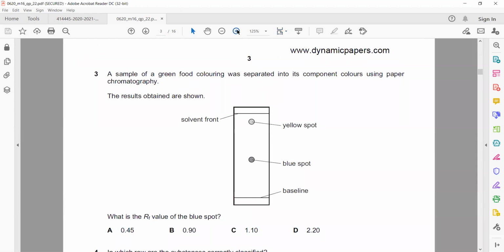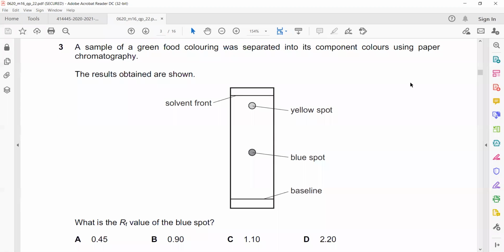Question 3. A sample of a green food coloring was separated into its component colors using paper chromatography. The results obtained are shown. What is the Rf value of the blue spot?